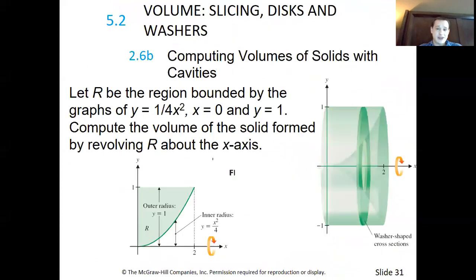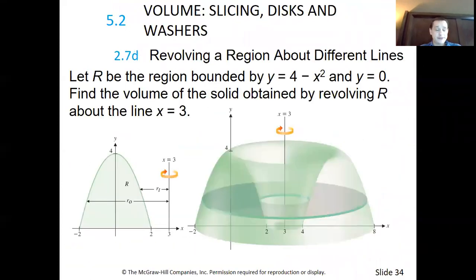All right, so back to examples. Let's say you had this one. This is a good one. Let R be the region bounded by y equals 4 minus x squared. You see that that's this parabola right here going down. And y equals 0, which is just the x-axis. So they're just saying this parabola and this x-axis. It's just talking about this region in gray right here. This is the region we're going to take and spin around something. Find the volume of the solid obtained by revolving this region about the line x equals 3.